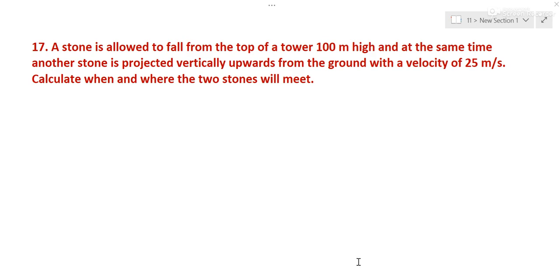Let us see this question. Question number 17, very important. A stone is allowed to fall. So this stone is allowed to fall. Okay, so we can take U as 0, from the top of a tower, 100 meter is height, so height, or you can say S is 100 meter for this stone.